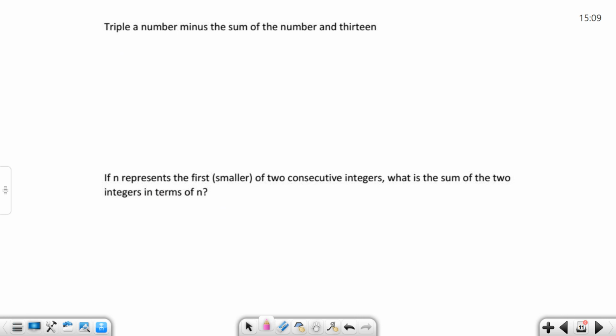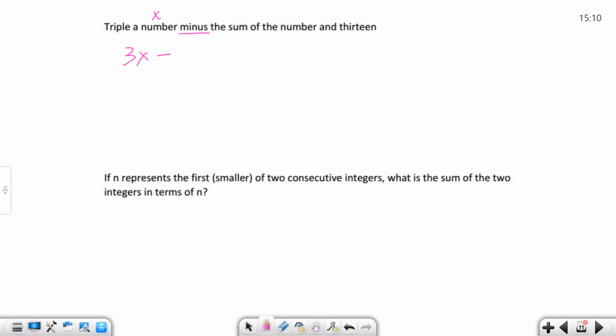Triple a number minus the sum of the number and 13. So triple a number. Let's go back and call this x again. Triple a number is going to be 3 times it, right? If my number is 7, I want to triple it, 3 times 7 is 21. If 2 is my number, 3 times 2 is 6. So if I triple a number, that's 3 times it.